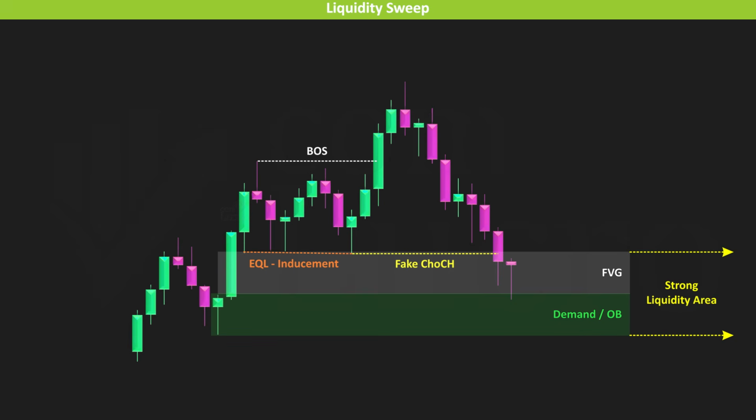Many traders went long at that level and placed their stop losses just below it, which means a large pool of liquidity is now sitting right under the low. For smart money, that liquidity is a target.